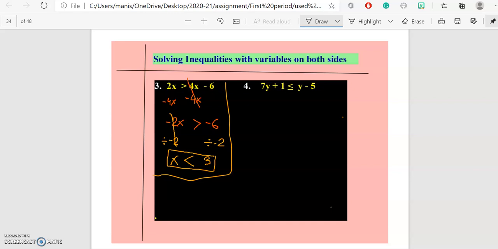Now in the next question, our rule is still the same: variables on one side, constants on the other. So I will try to get rid of y over here. You can start with any side. Our goal is only to make all the variables on one side and constants on the other. y minus y will give me 0, but 7y minus y will give me 6y, plus 1, negative 5. This will be cancelled out.